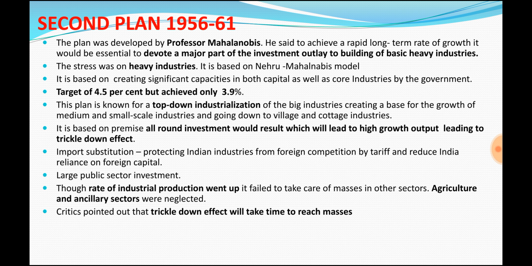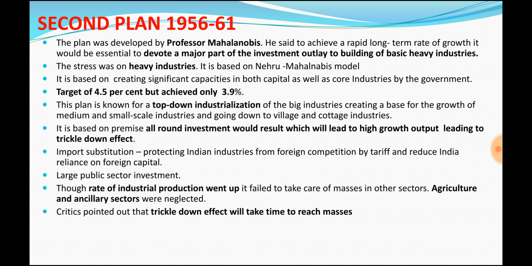The second plan was for the period 1956 to 61, and this plan was developed by a person called Mahalanobis. He believed that in order to achieve a long-term rapid rate of growth, and for it to be sustained for a long period, it is essential to spend a major part of the government's investment on building heavy industries, that is, basic heavy industries. So he stressed the importance of heavy industries.